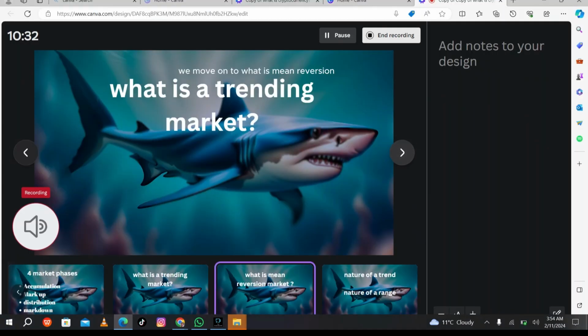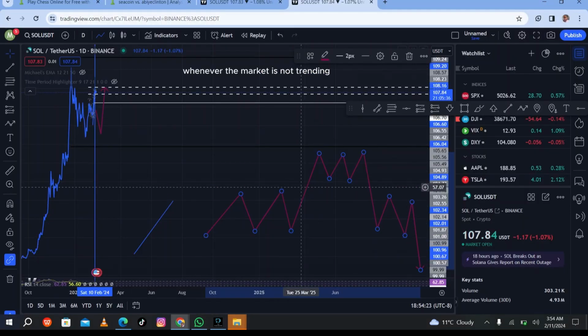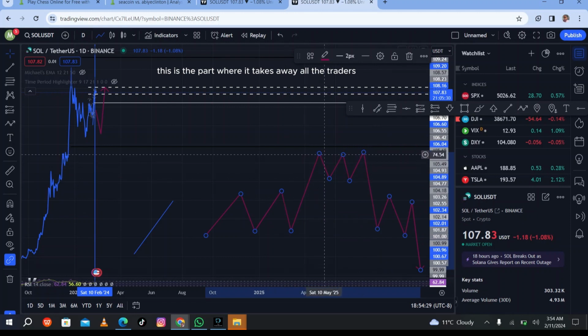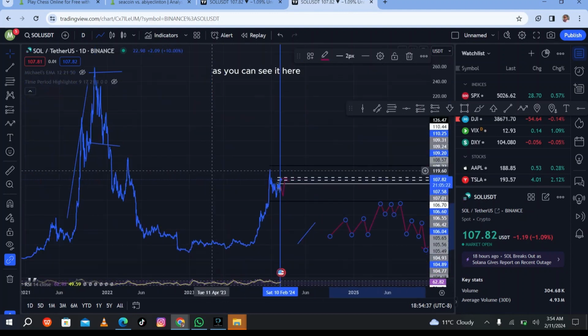We move on to what is mean reversion. Mean reversion is when the market is not trending. Whenever the market is not trending, it is in a mean reversion. This is the part where it takes away all the traders. 90% of the traders make wrong decisions. So the market goes just like this. As we can see here, it comes down.